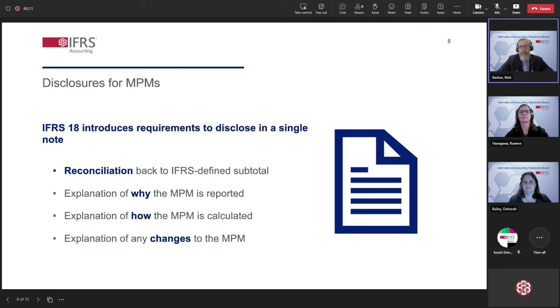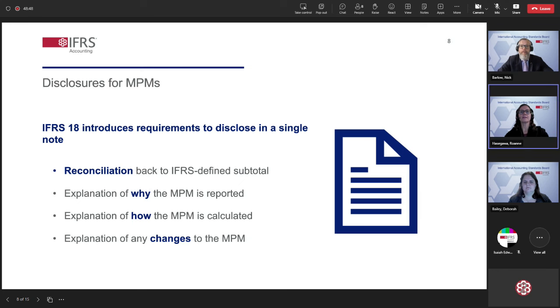This contributes to providing useful information. So linking the adjusting items in the reconciliation to the line items presented in the statement of profit or loss will help investors to understand the relationship between the MPM and the most directly comparable subtotal or total applying IFRS accounting standards. In addition, a company will be required to disclose the tax effects and the effects of non-controlling interests for each of the reconciling items.